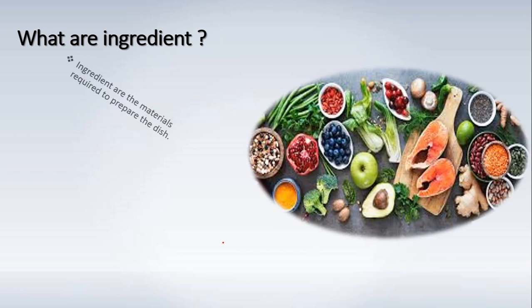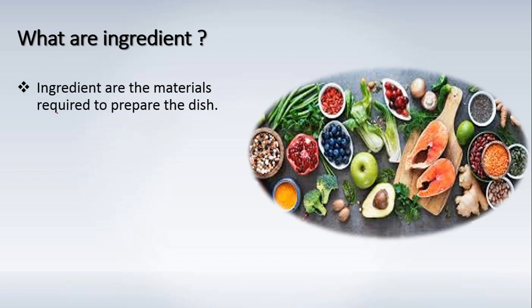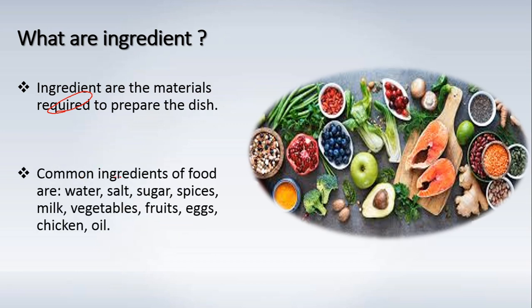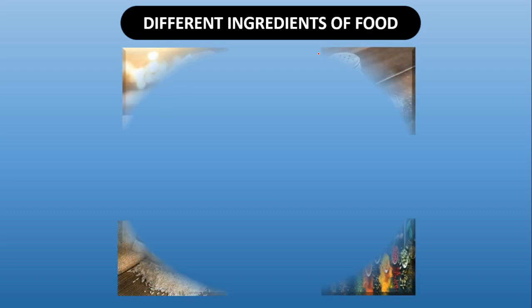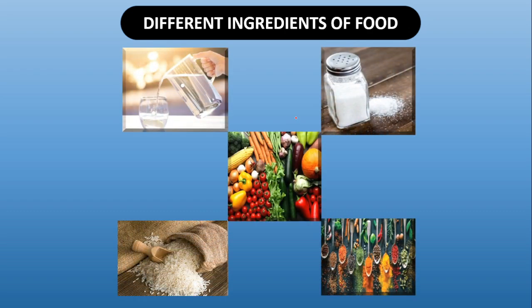Now we will see what ingredients are. Ingredients are the materials required to prepare a dish, and the common ingredients which are used for cooking food are water, salt, sugar, spices, milk, vegetable, fruit, egg, chicken, and oil. As we see in the picture, these are different ingredients which we generally require for cooking food.